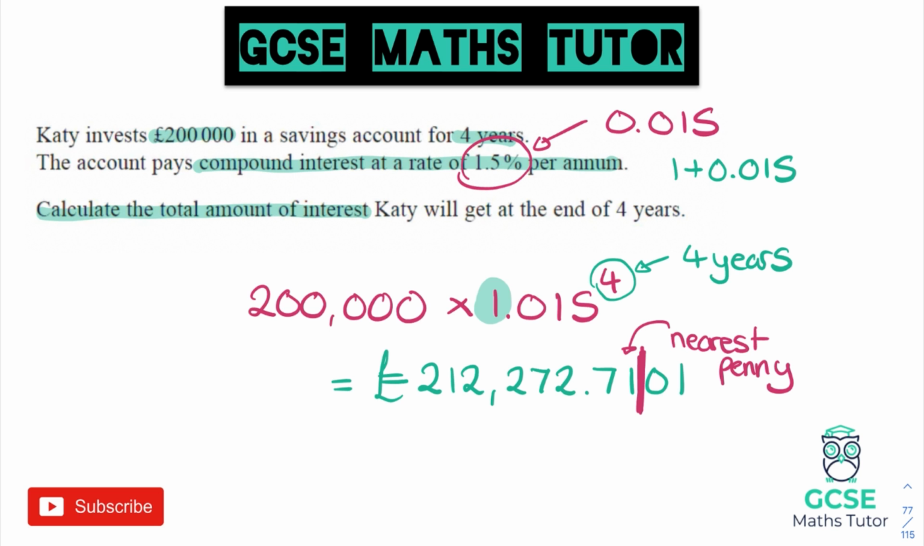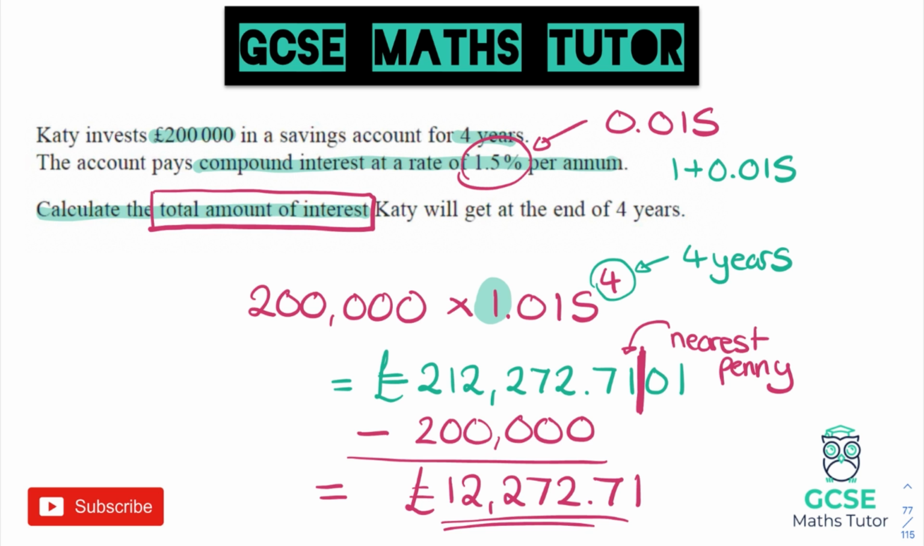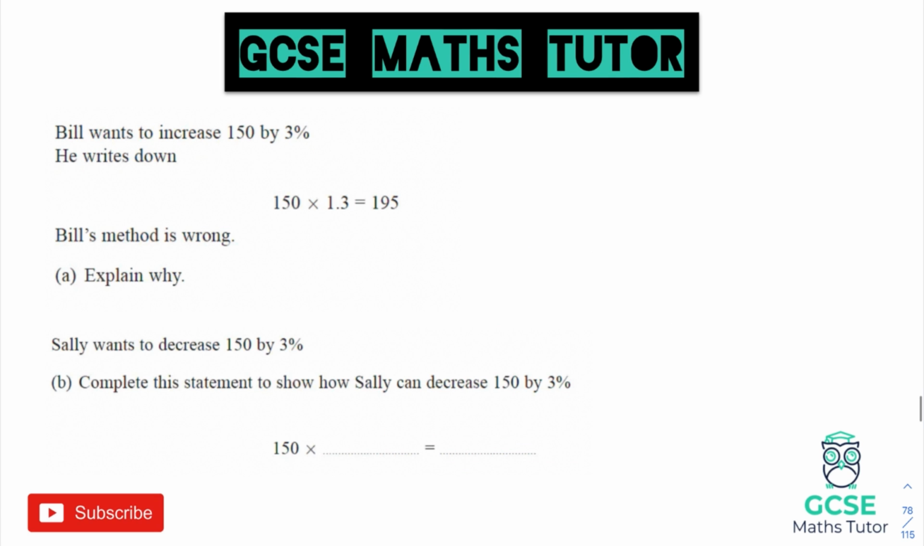You then need to round that to the nearest penny, because we are looking at money, and our monetary system only goes to those 2 decimal places, and if you need the interest, take away the original amount.